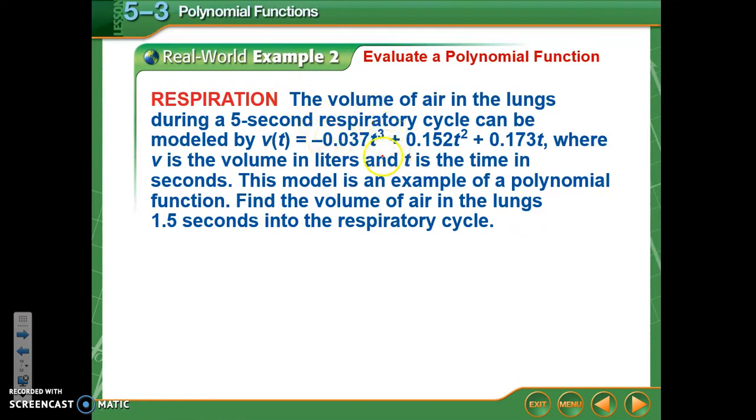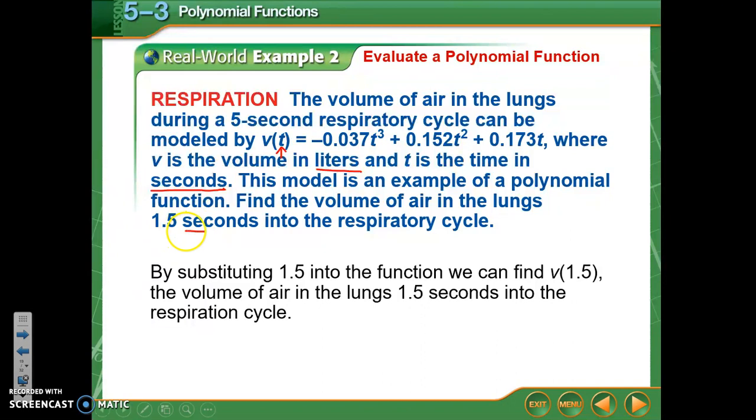Here, they're showing us how polynomial functions are used to model real-life situations. In this case, this function is modeling the volume of air in our lungs during a 5-second respiratory cycle. So the volume with regards to time is this function. V is the volume in liters, and t is the time in seconds. Okay, so if we want to find the volume, so volume is going to be our unknown, 1.5 seconds into the cycle. So 1.5 is seconds, that means it's time, so we're going to substitute 1.5 in for t, and then we're just going to evaluate.